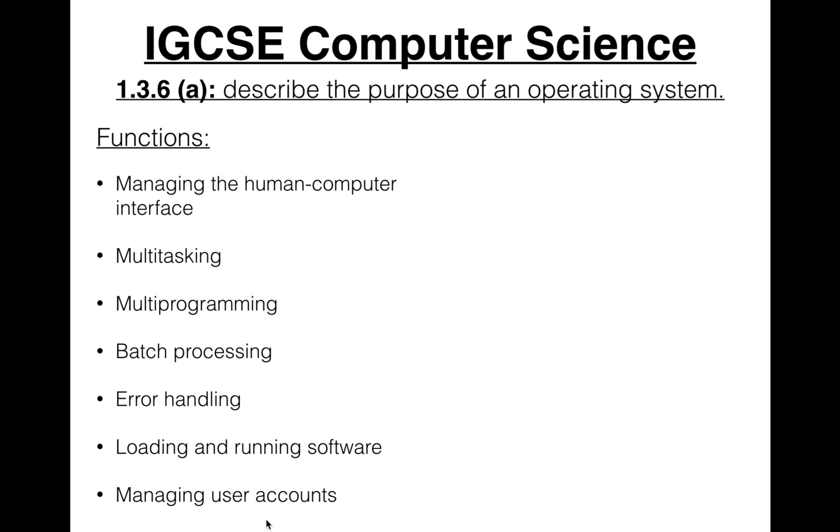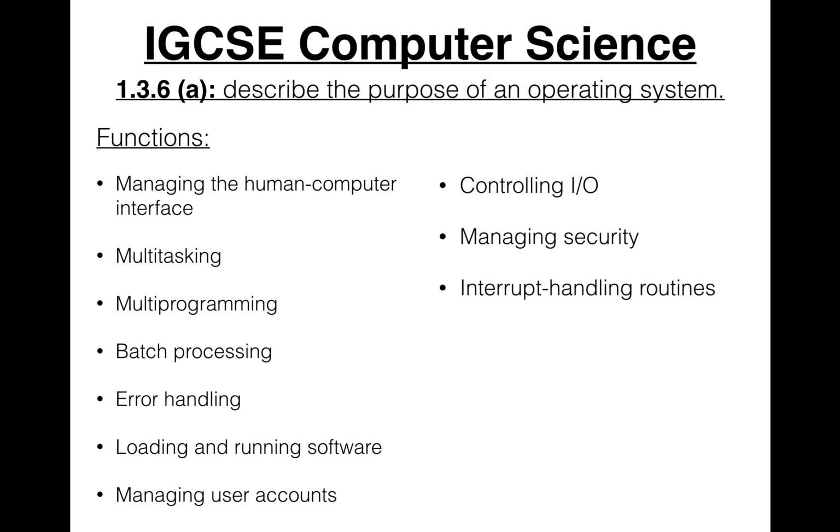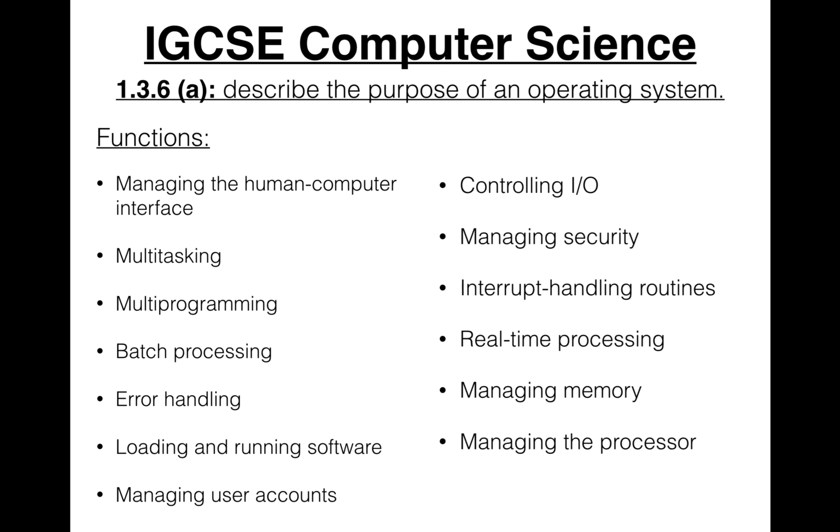So if you have a family computer in your living room, for example, or a computer room, then you may have your account, your parents' accounts, your grandma's account, and so on. Controlling input and output, managing security, interrupt handling routines, real-time processing, managing memory, managing the processor, and performing file functions. So if you're copying a file and pasting it, or deleting it, you get the point.